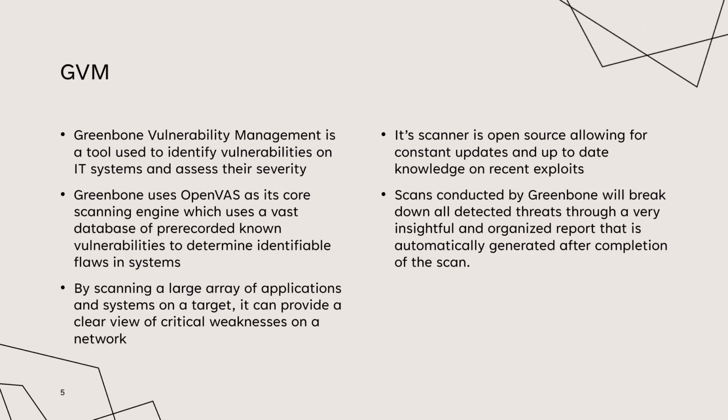Moving on, we're going to discuss Greenbone, the service used for scanning this server and providing a vulnerability assessment. Greenbone vulnerability management is essentially a tool used to identify vulnerabilities on IT systems and assess their severity. OpenVAS is the scanning engine Greenbone used. It iterates through a vast database of pre-recorded known vulnerabilities to determine identifiable flaws in systems.